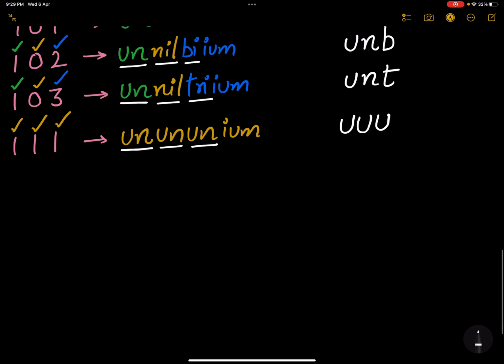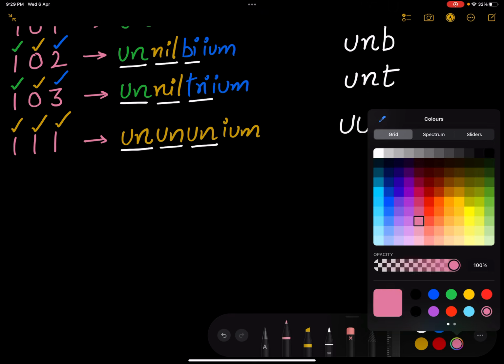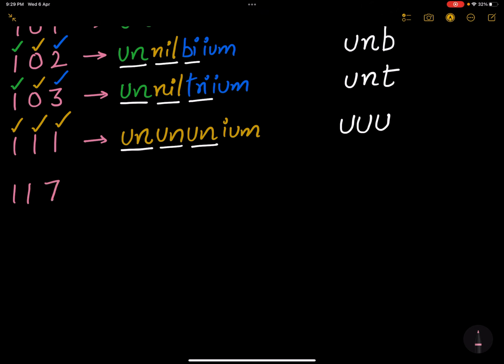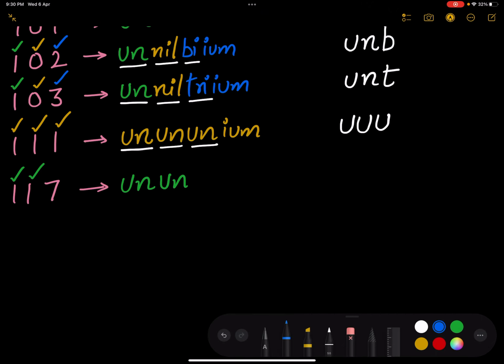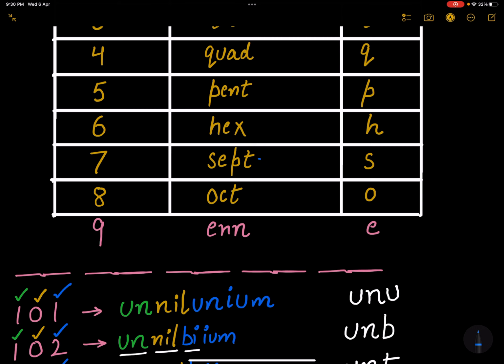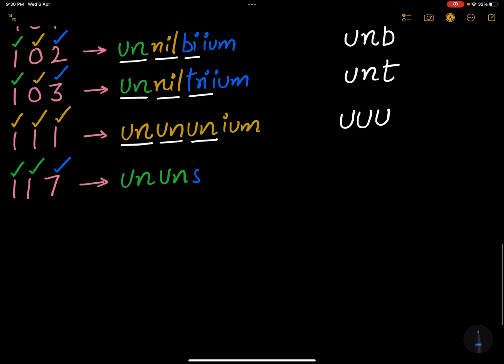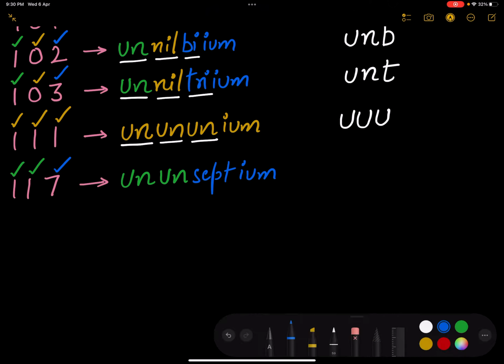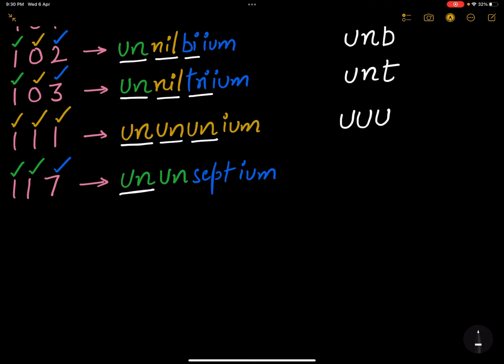So let me take one more example. Let us talk about the atomic number 117. Now here the first digit is 1, so its numerical root will be un. The second digit is also 1, so the numerical root again comes out to be un. And the third digit is 7. For 7, it's sept. So we are writing sept. And we have to again add ium at the end. So the name of the element with atomic number 117 is ununseptium. Now let's talk about the symbol. It's un, so it will be u. The second numerical root is again un, so it's again u. The third numerical root is sept, so it's s.